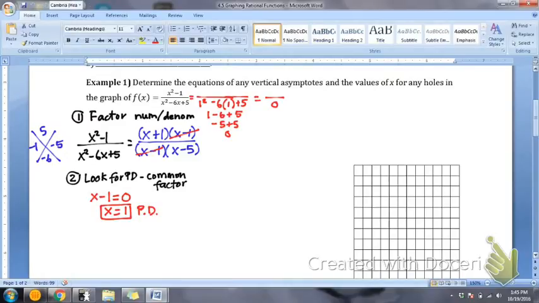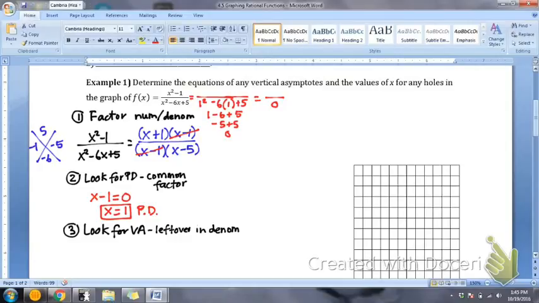Okay, the third thing that we're going to do is look for a vertical asymptote. Now, not every graph will have a point of discontinuity. Not every graph will have a vertical asymptote. Okay, so the vertical asymptote is whatever is left over in the denominator. So what in this example is left over in the denominator?